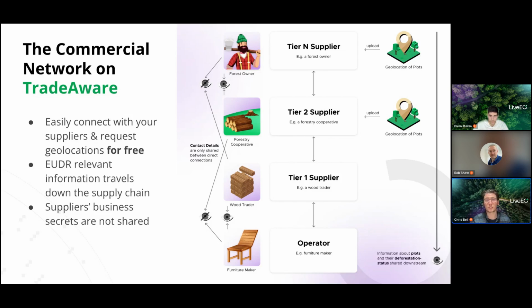And the idea behind this is also then the way that contact details are rolled up is the contact details only roll up to the person who is immediately above you in the supply chain, the person who sent you the request.